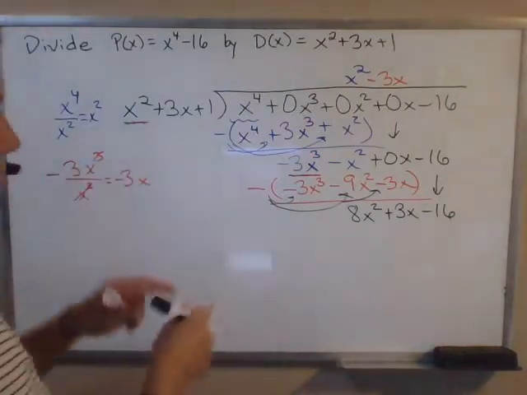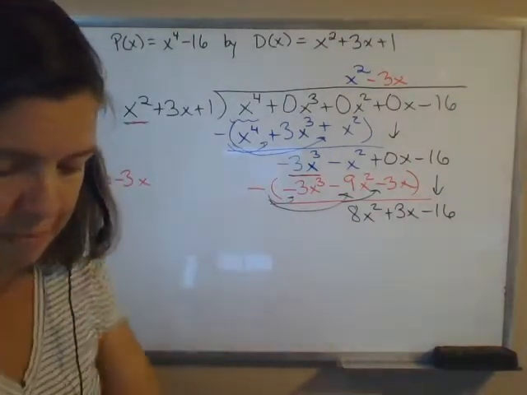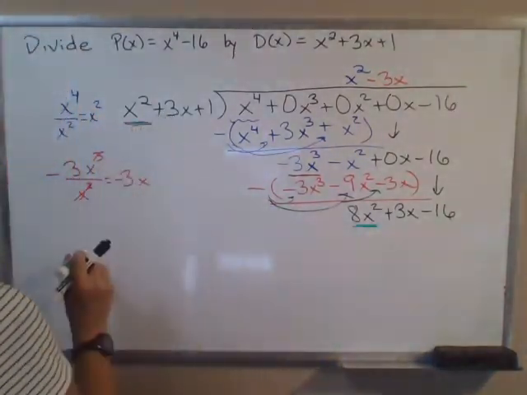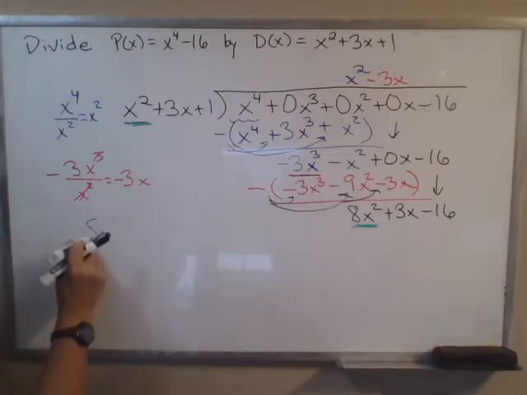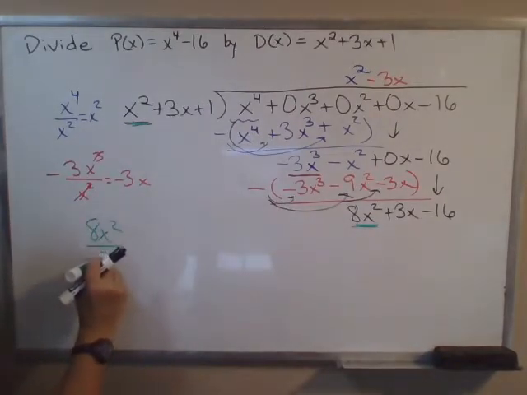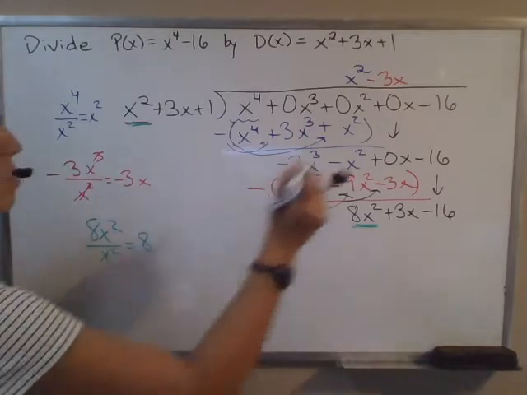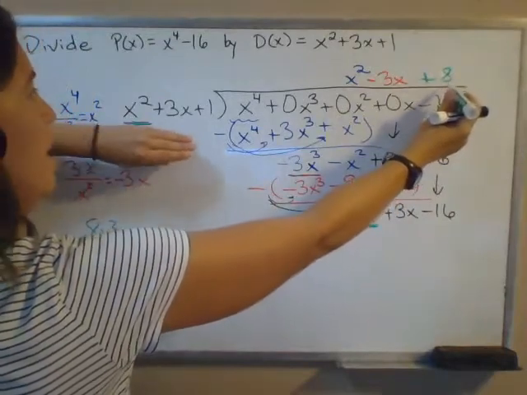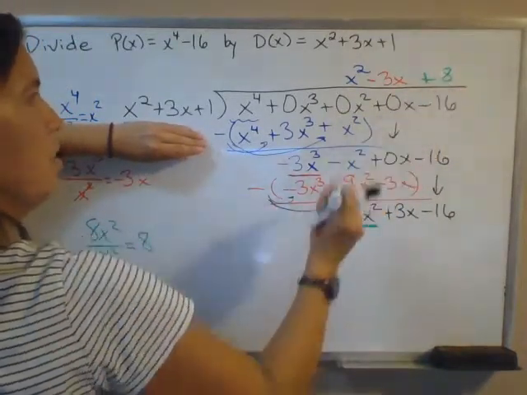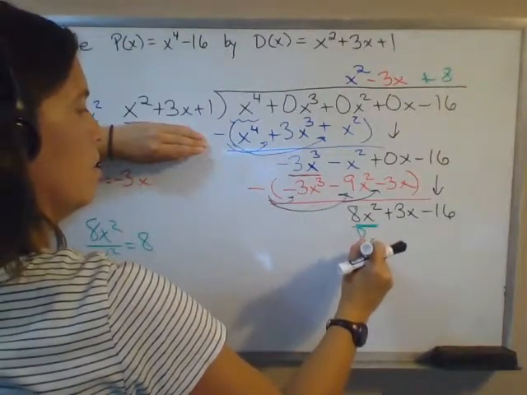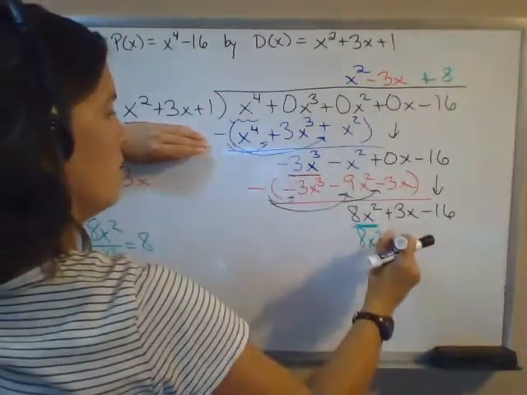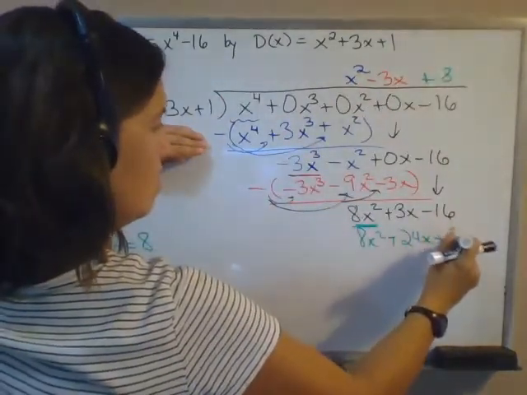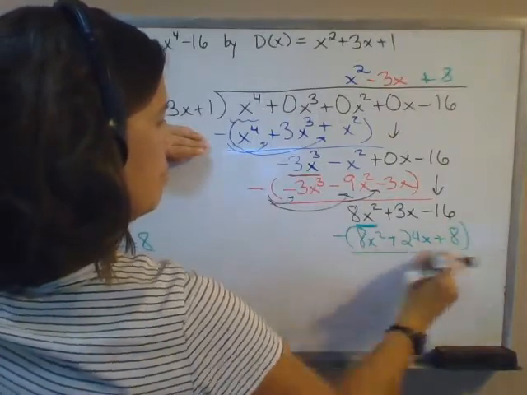Okay, the degrees now are the same, so I know I need to go around one more time with the division. So again, dividing the leading terms. So at this point, that's 8x squared divided by x squared. So that's 8. Positive 8 up here. Multiply 8 times x squared plus 3x plus 1. So 8 times x squared. 8 times 3x. 8 times 1. And subtract from what's above.